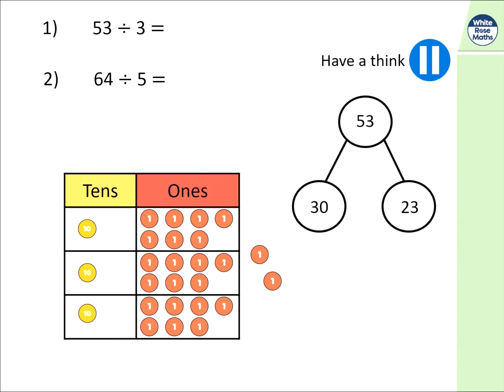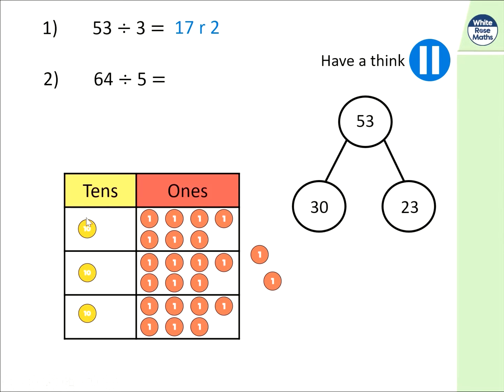How did you get on? So we can see 53, you could have partitioned it into 30 and 23. Therefore, when you divide 30 by 3, it would give you 10. And when you divide 23 by 3, it would give you 7. 10 plus 7 is 17, but you had 2 left over, remainder 2. So the answer would be 17 remainder 2.